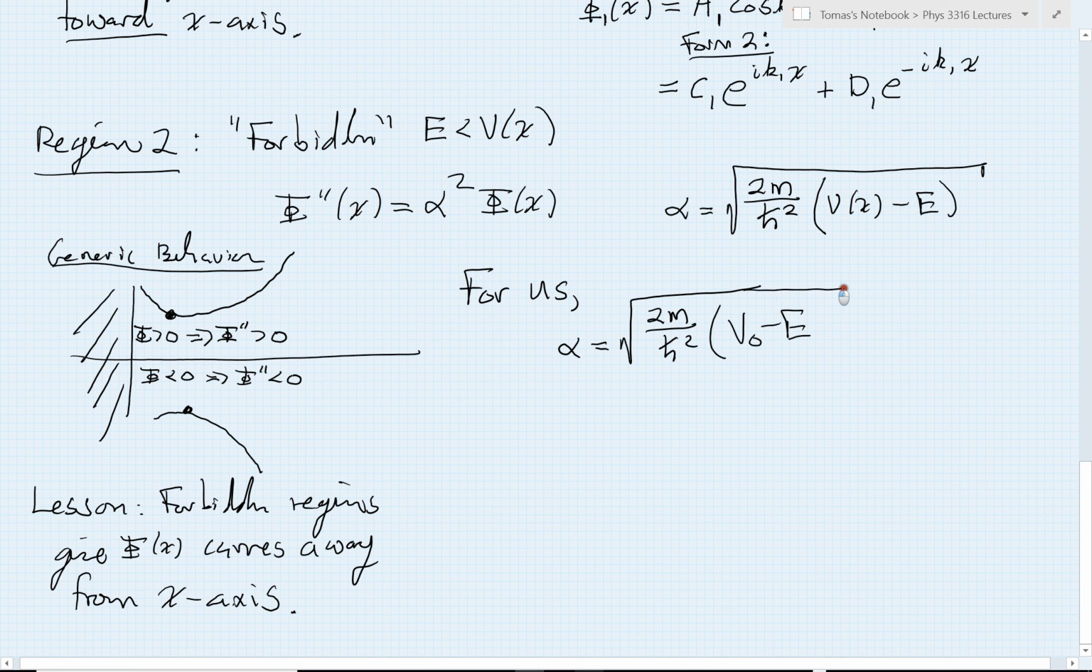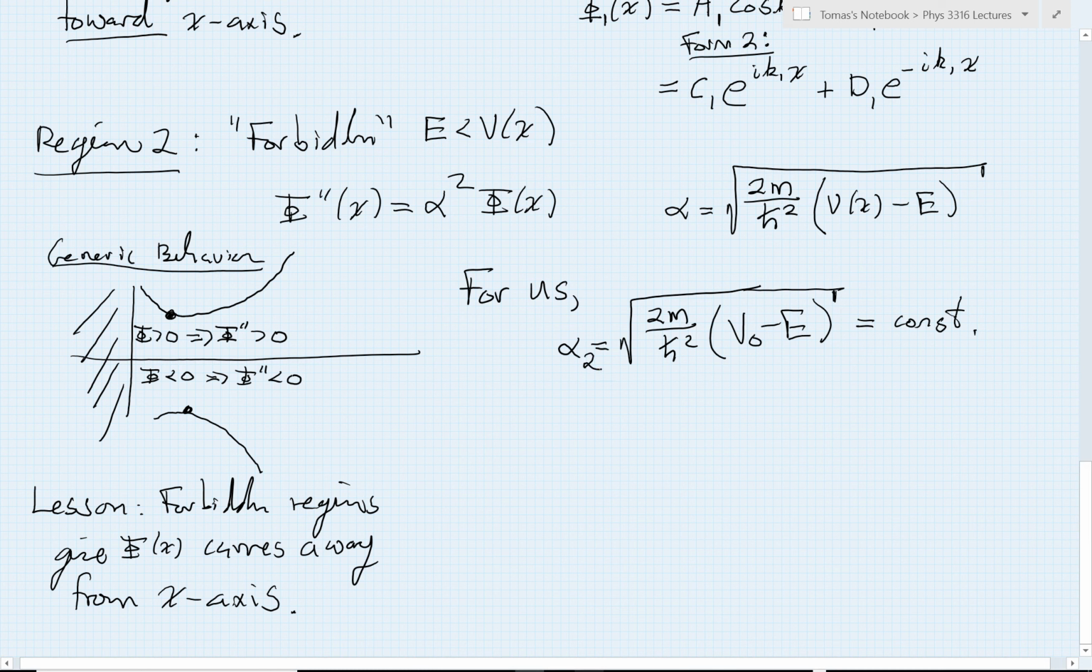And that's a nice positive number. So I don't have any imaginary numbers when I take my square root. And the other nice thing about this is, of course, this equals a constant. So I have really a simple form of my equation with a constant factor here. And because I'm speaking specifics now and I'm in region 2, I will actually call this alpha 2.